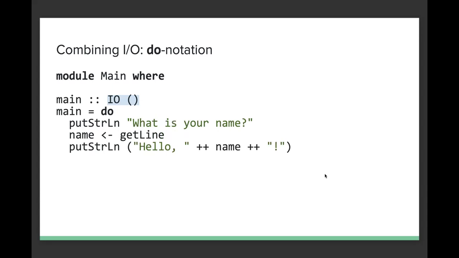Now, what if we want to do some input as well? Well, this is an example of how we can do this. We print something like, what is your name? And then we have this weird line, name backwards arrow getLine. And then we print something using the name. So how does this work? Well, first of all, getLine is a program that returns a string. So its type is IO of string. When you execute this program, it goes into standard input, reads a line out of it, and returns it. Does it make sense?